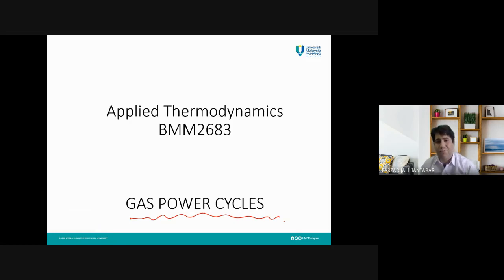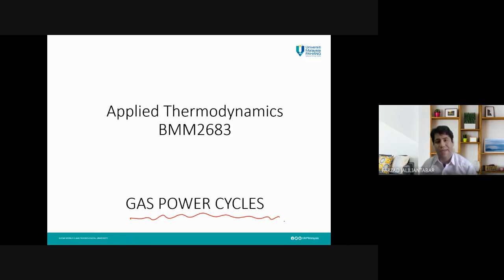And also, if you remember, we already defined cycle. A cycle usually consists of different processes, but the important thing for the cycle is that the start of the process and the end of the process are identical.